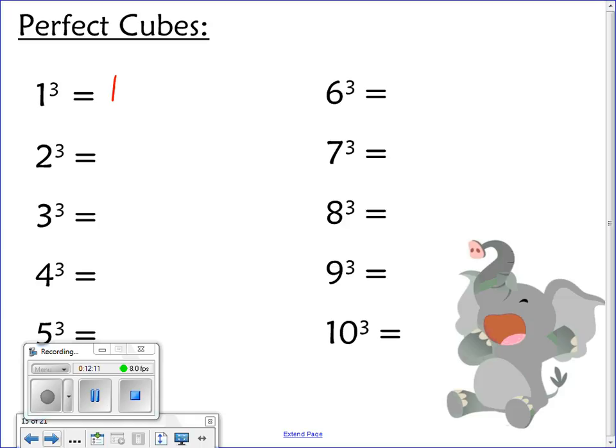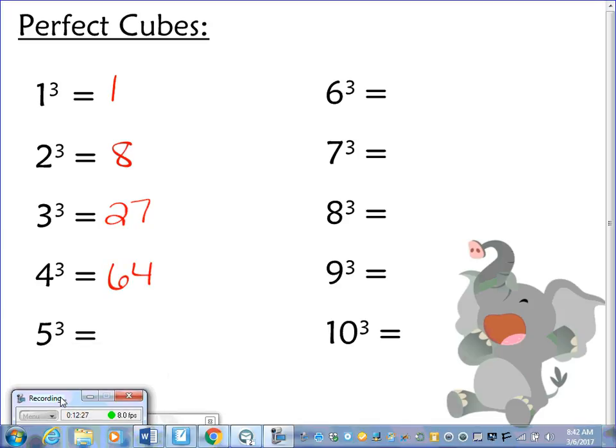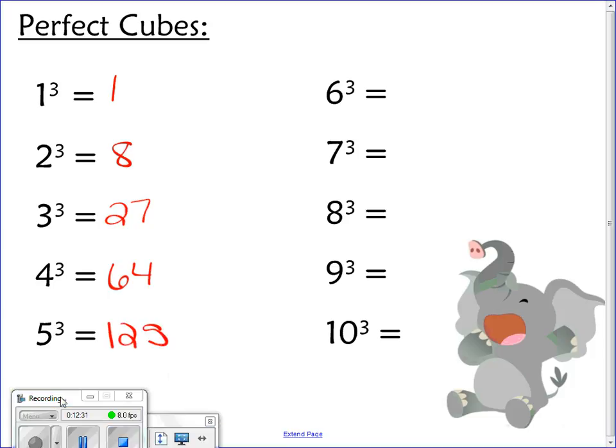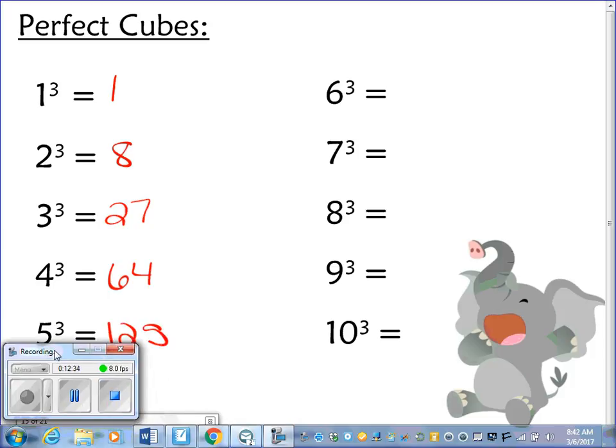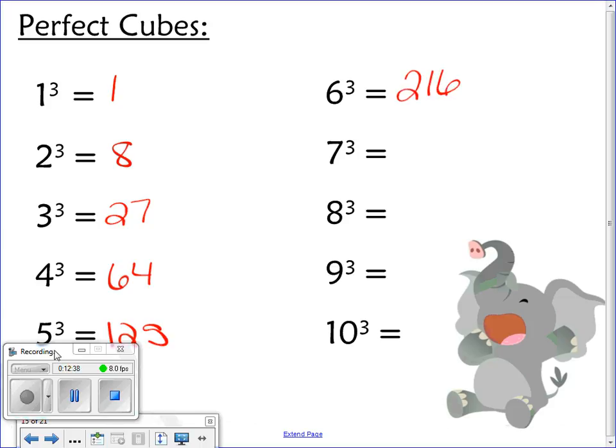Okay. All right, so what's 2 cubed? That is 8. 2 times 2 times 2 is 8. 3 cubed? 27. 4 cubed? 5 cubed? 6 cubed? 7 cubed? 8 cubed? 9 cubed? 10 cubed? 10s are the easiest. 10 cubed, it has 3 zeros on it.